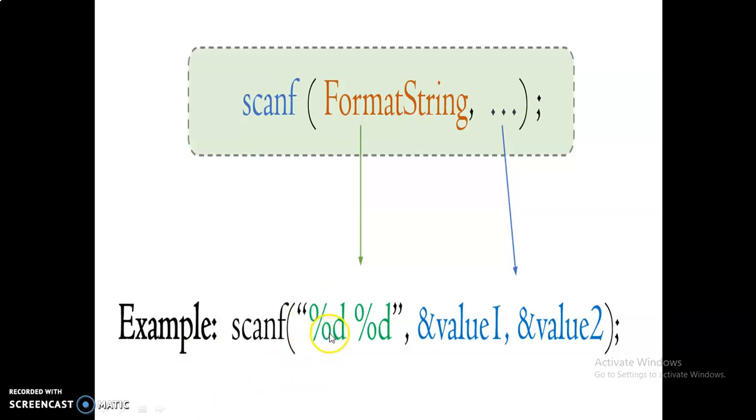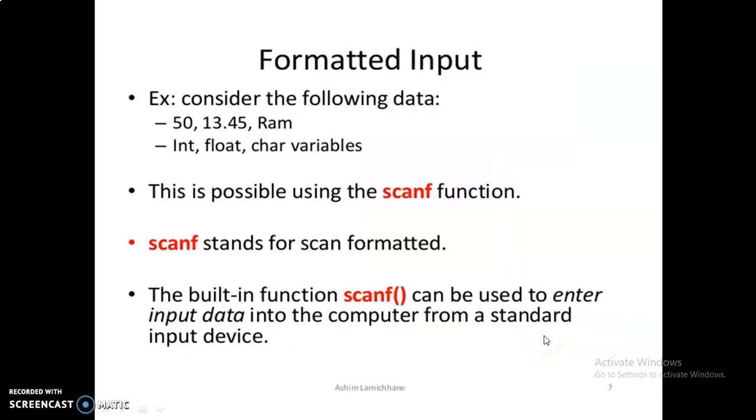So this is the percentage D. This is called the modifier format specifier. This refers to this value 1. This specifier refers to this value 2. So formatted input means you give input values according to the data type.